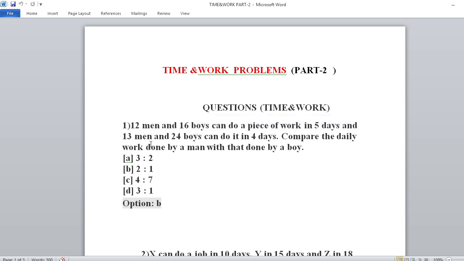First problem. 12 men and 16 boys can do a piece of work in 5 days. 13 men and 24 boys can do the same work in 4 days. Compare the daily work done by a man with that done by a boy. So here we compare the ratio. This is a different model.